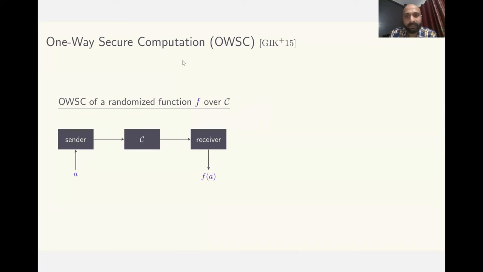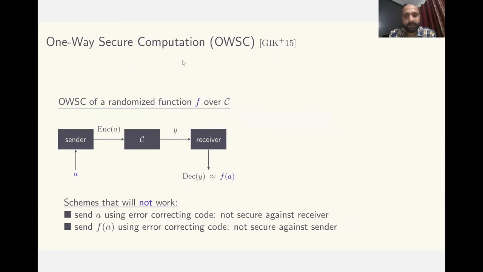Further, in the semi-honest setting, this problem is interesting only if F is randomized, because otherwise, that is, if F is deterministic, it is secure for the sender to simply compute F of A and send it over to the receiver. Going forward, our focus would be mostly on OWSC in the semi-honest setting. A randomized sender-receiver functionality can itself be thought of as a channel. And then OWSC can be thought of as a way of securely implementing a desired channel using the channel at hand. Because of its simple structure, the protocol for one-way secure computation is simple.